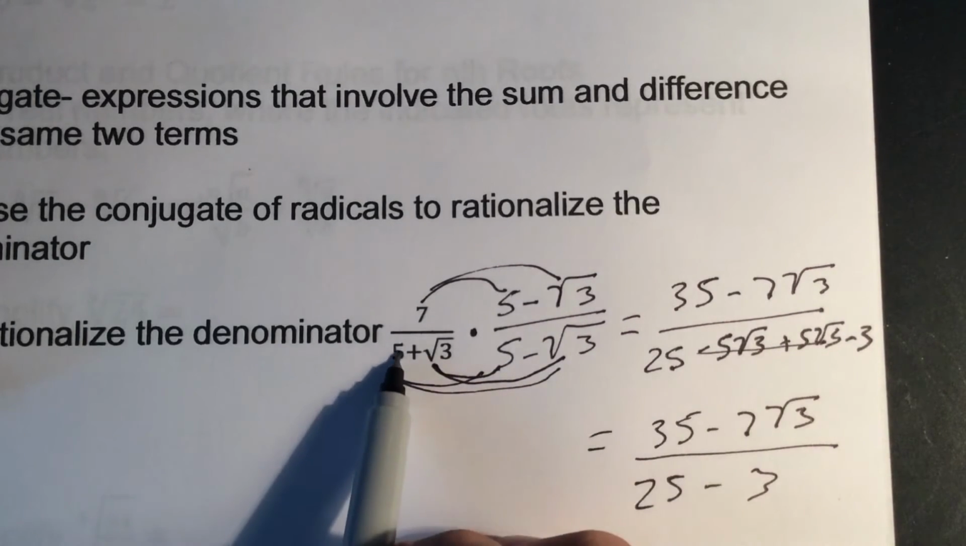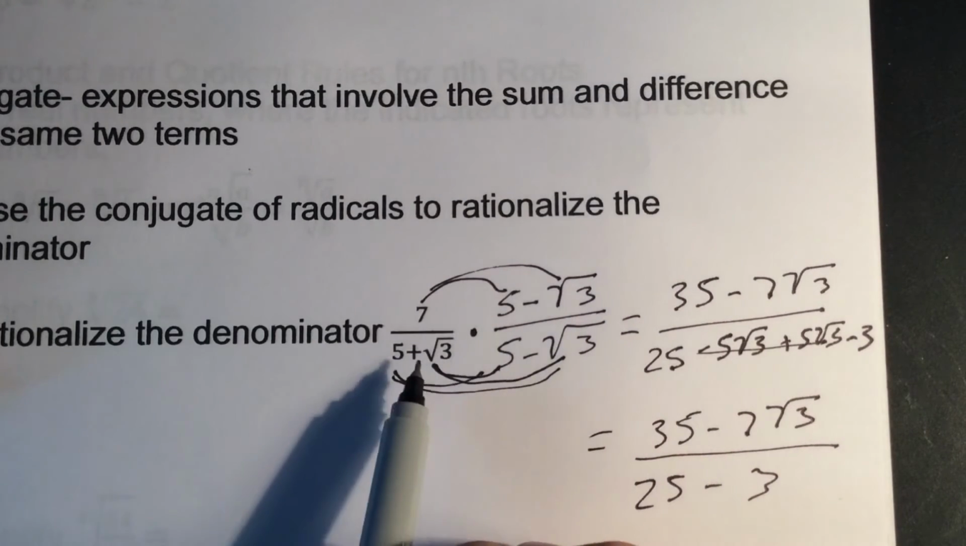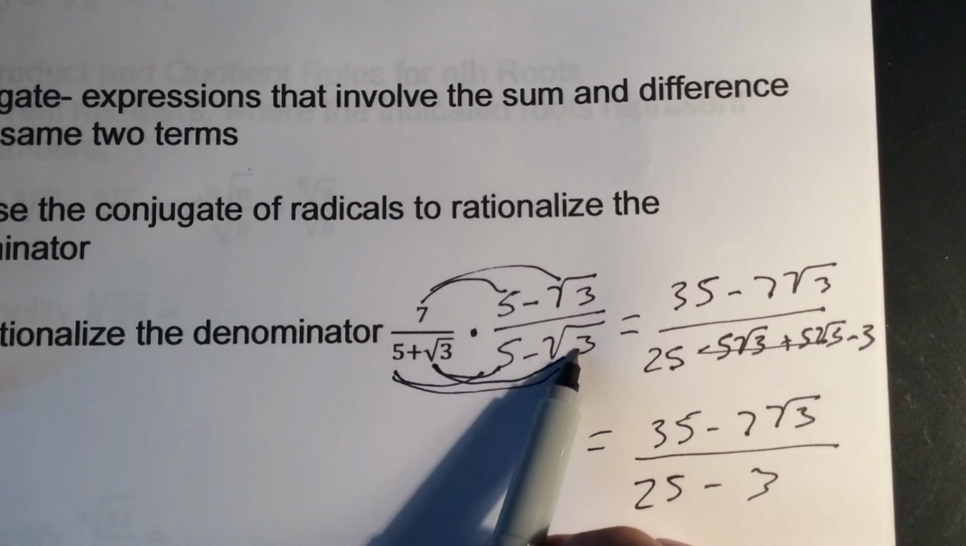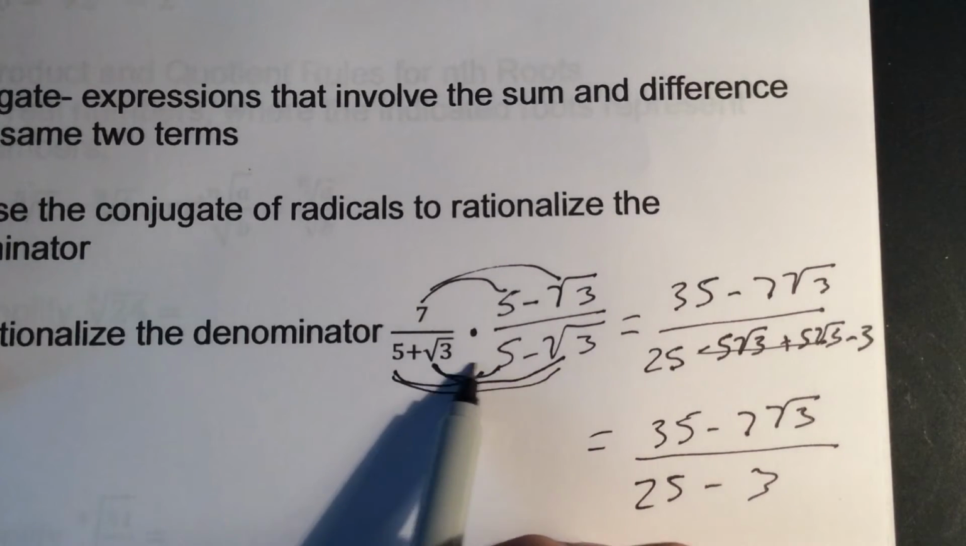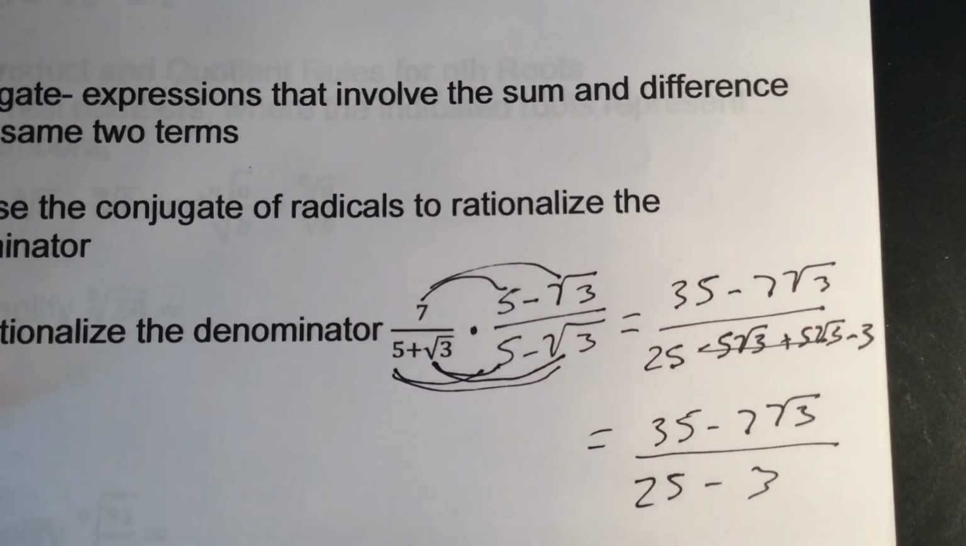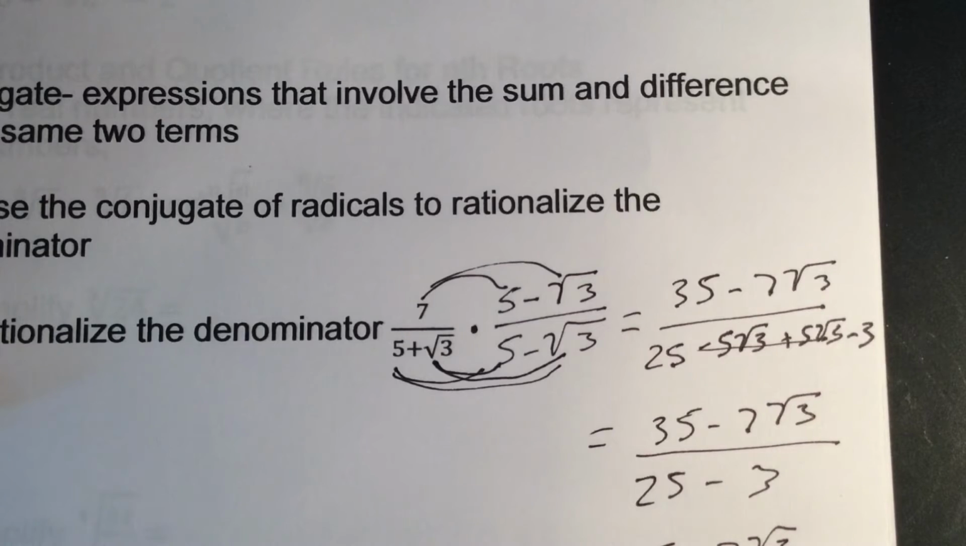So really all you have to do is take the first times each other and then minus the last times each other, because you're going to get a negative here. So positive times a negative will be a minus for the last one. And then we can simplify this to 35 minus 7 square root of 3 over 22.